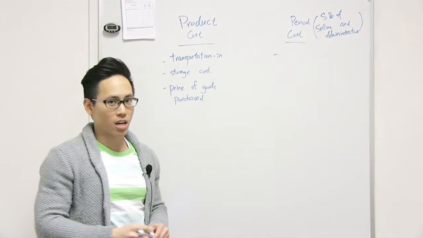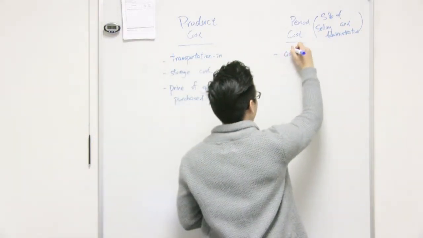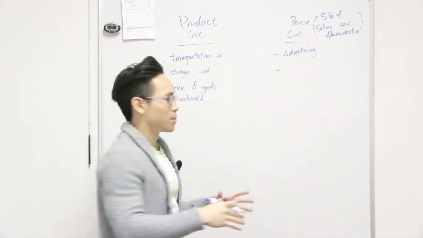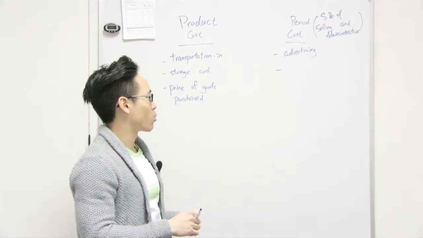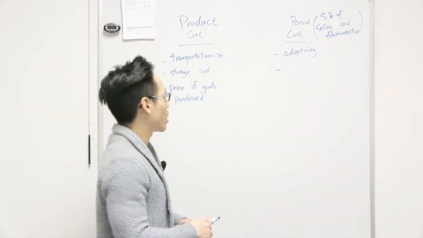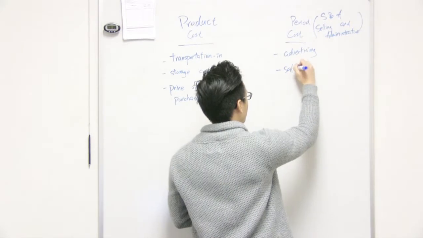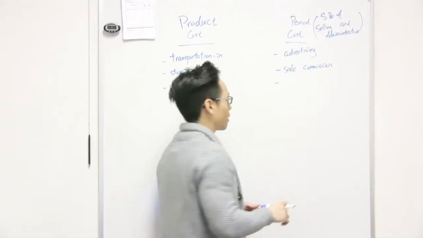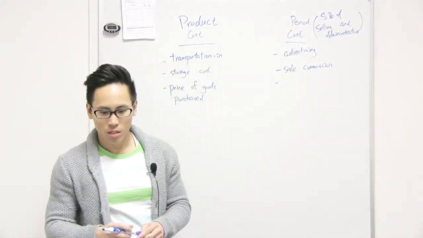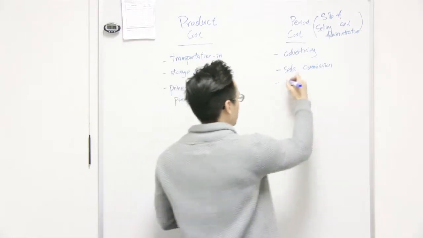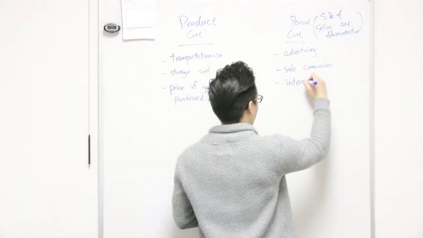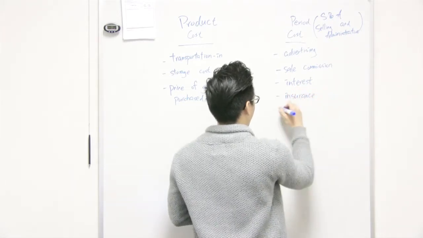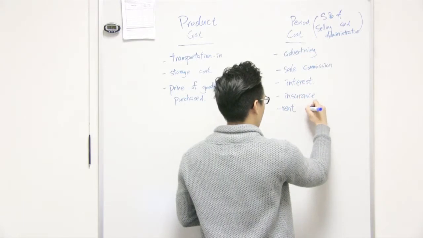Some examples of period cost are advertising, because it's not specifically related to one product, it's more like a company-wide cost. Another thing is sales commission. Also interest, insurance, and rent of a building or facility.